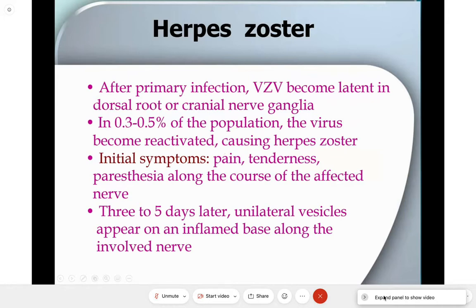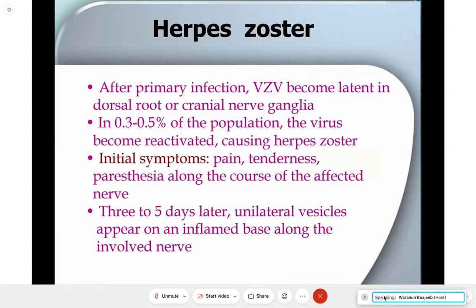Luckily, herpes zoster is not as common as the recurrence of herpes simplex virus infection, which we will talk about later on. Only 0.3 to 0.5% of people have the virus reactivate and cause herpes zoster. Normally these patients are immunosuppressed, maybe from being elderly, or from medication, or from underlying disease like malignancy. That's the reason why herpes zoster occurs.